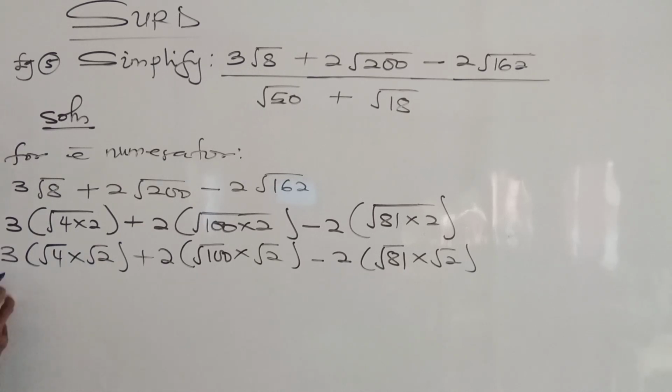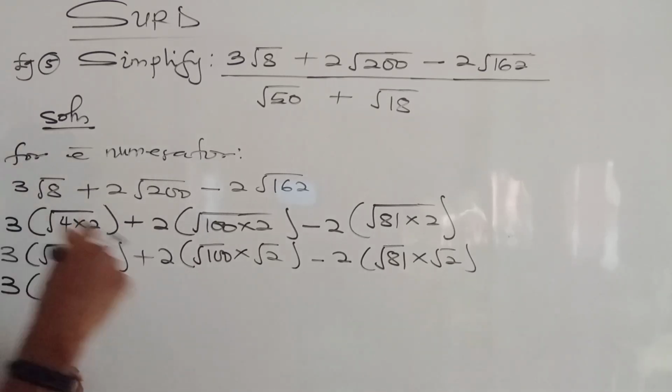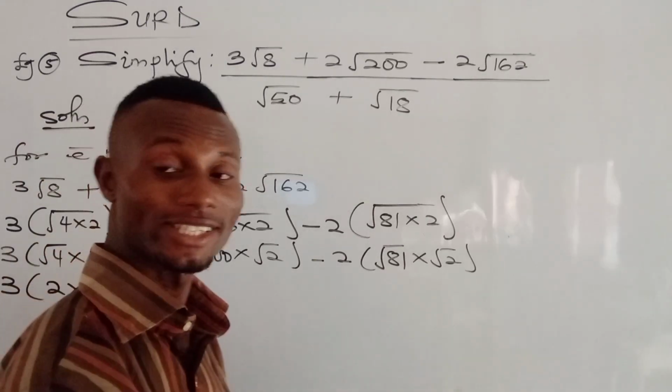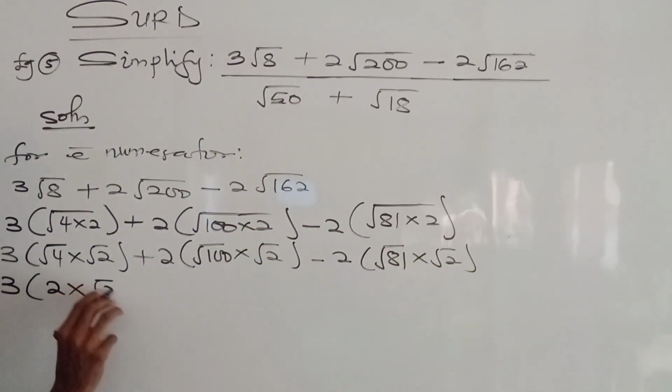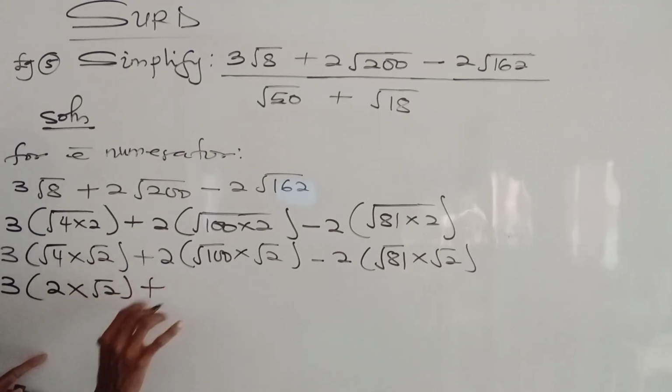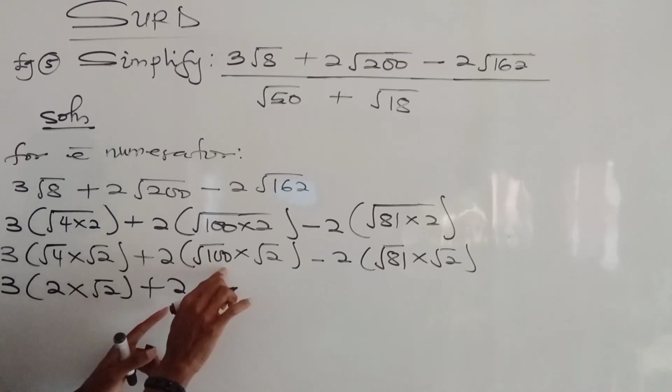Okay, so now I'm going to repeat the 3, which is here. Bring your bracket. Square root of 4, we know the answer to be 2, so write your 2 times square root of 2. We are not going to get a whole number as an answer for it, so just repeat your square root of 2. So times square root of 2. Close your bracket. Plus, bring your 2, which is here. Now this square root of 100.